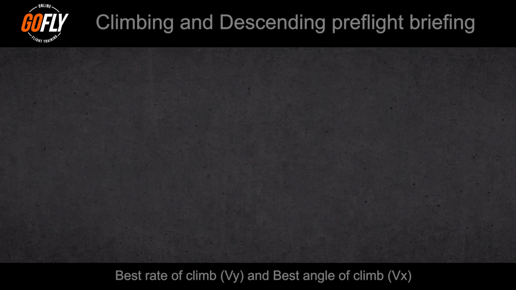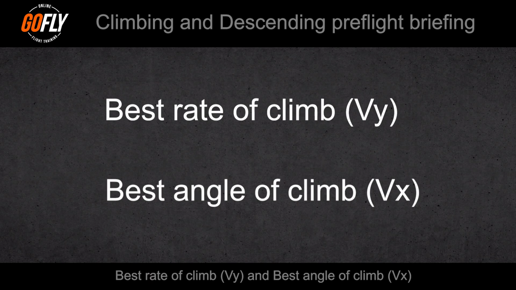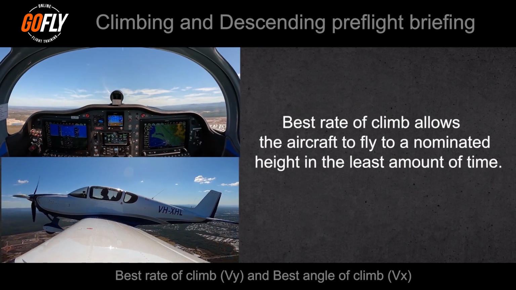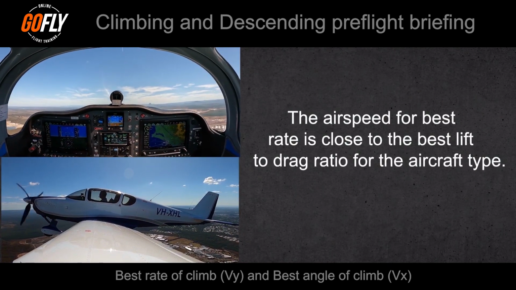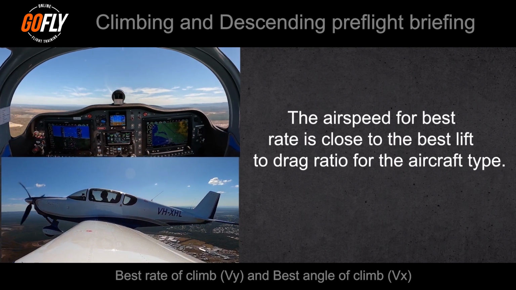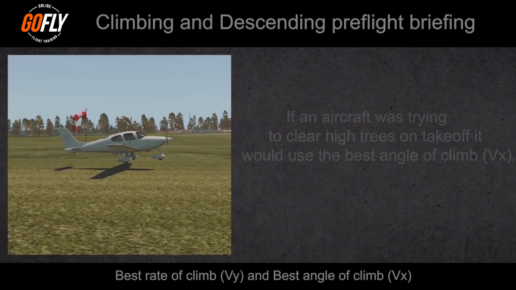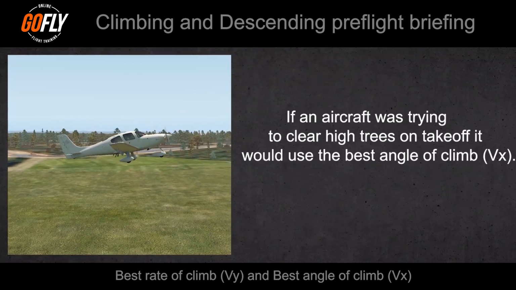In relation to the climb, two common terms used in aviation are the best rate of climb, known as Vy, and the best angle of climb, known as Vx. Best rate of climb allows the aircraft to fly to a nominated height in the least amount of time. The speed for best rate is located somewhere near the best lift-to-drag ratio for the aircraft type. Best angle of climb, known as Vx, allows the aircraft to climb the highest in the least amount of horizontal distance. If an aircraft was trying to take off and clear high trees at the end of the runway, it would use the best angle of climb.